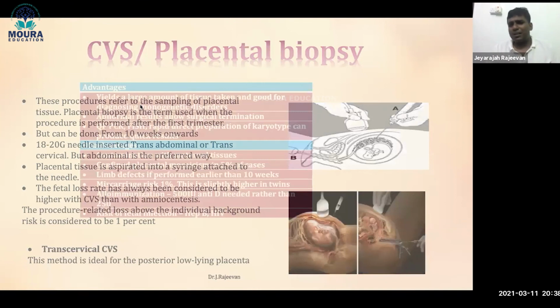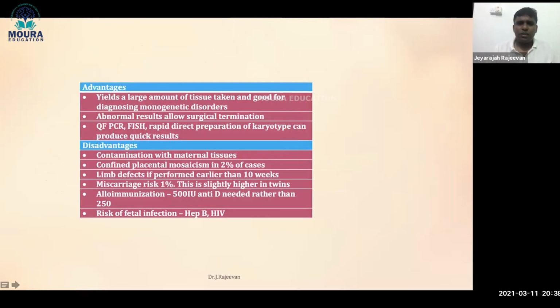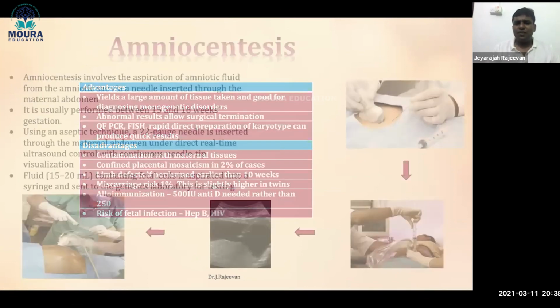So there are advantages and disadvantages. The advantage is you can take a large amount of tissue. The disadvantage is that confined placental mosaicism is 2% and the miscarriage risk is 1%. That is the disadvantage.